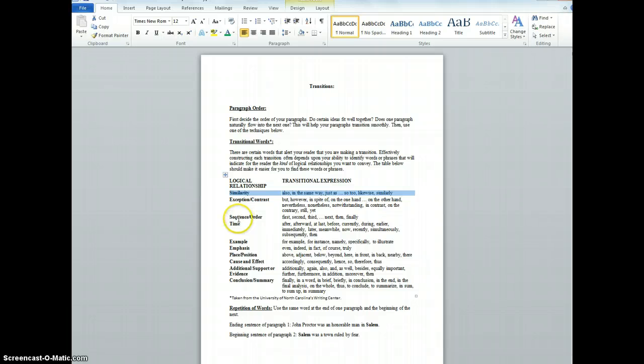Some of you are doing your paragraphs in chronological order, in which case it would make sense to do first, second, third, or to do the time, after John Proctor learns of Elizabeth's conviction, he goes to the court. Alright, so these are good if you're doing things chronologically. Then you also have to include a transition into your conclusion. These work pretty well for that.